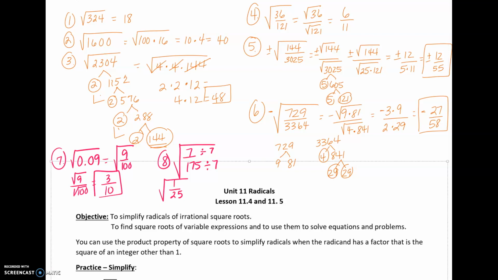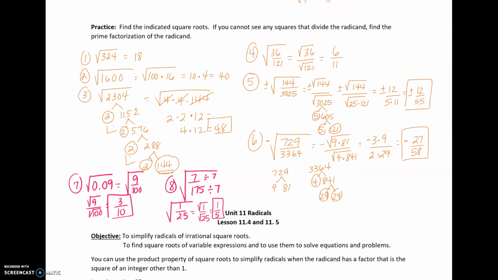Okay, so let's finish off number 8. So that was the square root of 7 over 175. And because that was a fraction under the radical, I looked to see if it could be simplified, and 7 goes into itself once and into 175 25 times. So now I'm doing the square root of 1/25, or the square root of 1 over the square root of 25. When I do that, 1 is a perfect square, and so is 25, so I get 1/5.